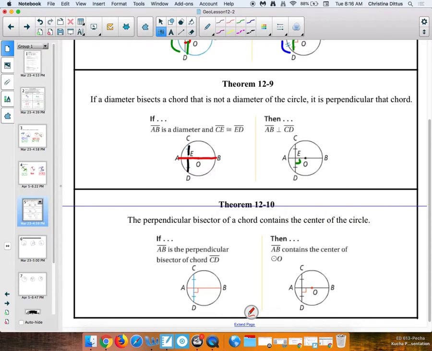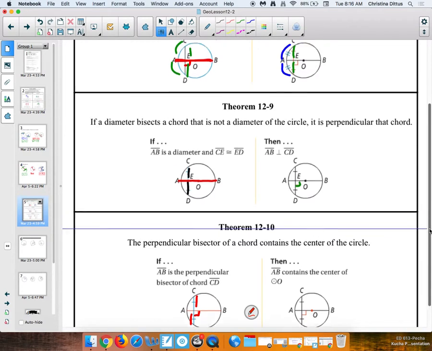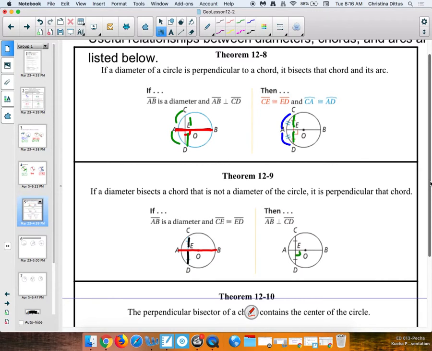It says if AB is a perpendicular bisector of a chord. Okay, that's a lot of words. What does perpendicular mean? Makes a T. What kind of angle at a T? 90. A right angle. So if I have a right angle, what's it mean to bisect? Cut it in half. So if I have a right angle and then that line is equal to that line, kind of like what we had up there.